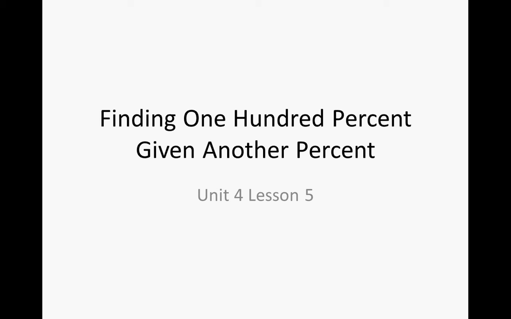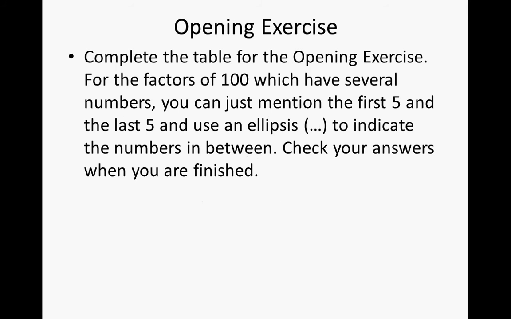Okay, here we are with lesson 5, finding 100% given another percent. So the opening exercise, go ahead and complete the table. For the factors of 100, which have several numbers, you can just mention the first 5 and the last 5 and use an ellipsis, which is the period, period, period, to indicate the numbers in between. Check your answers when you are finished.